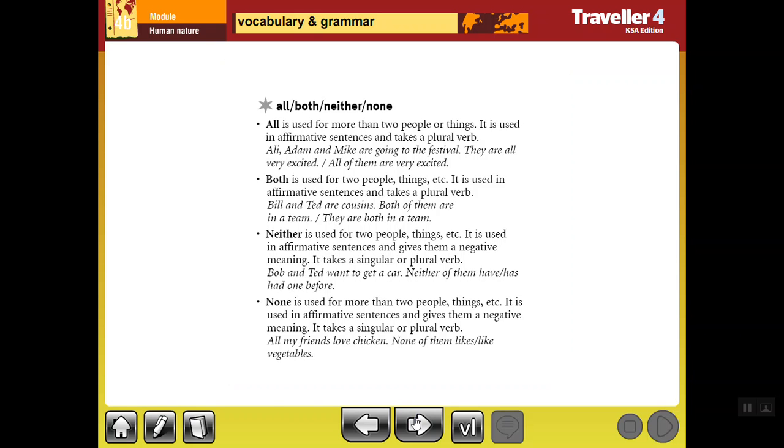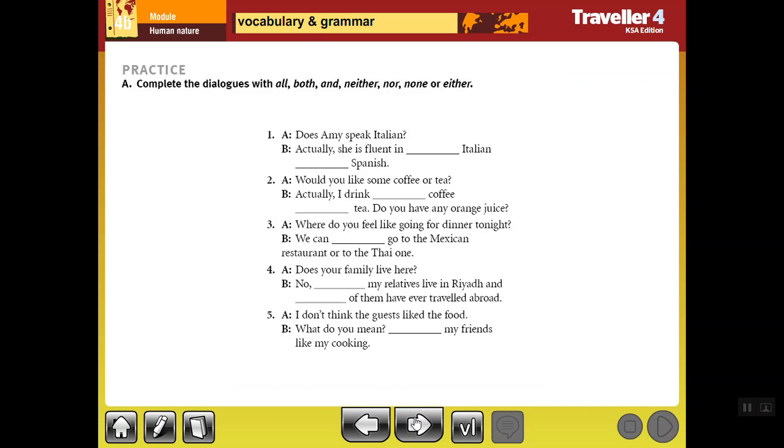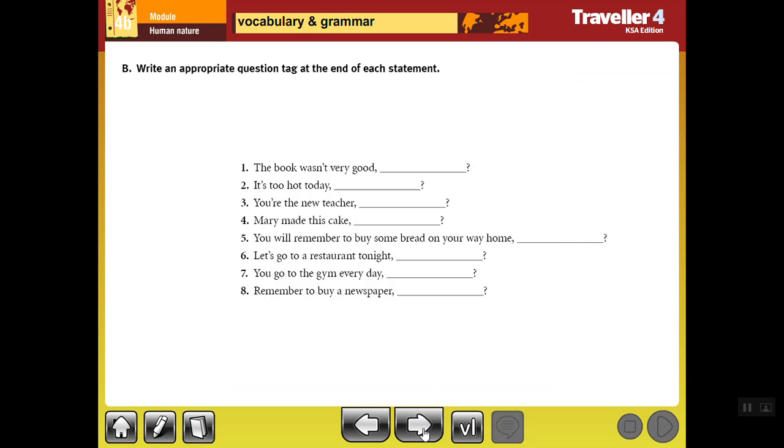So let's go to the practice exercise you have on the same page. Write an appropriate question tag at the end of each statement. هنكتب سؤال مختصر في نهاية كل جملة. The first one: The book wasn't very good. The question tag must be in affirmative form. The affirmative form of wasn't is was it. Very good. Was it?